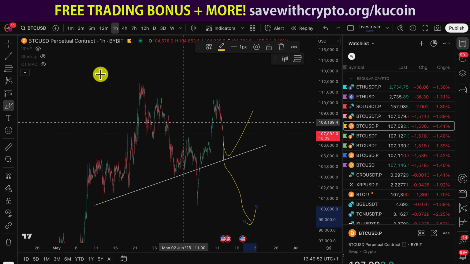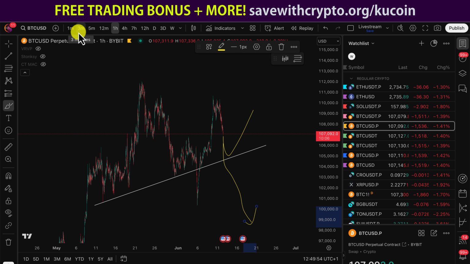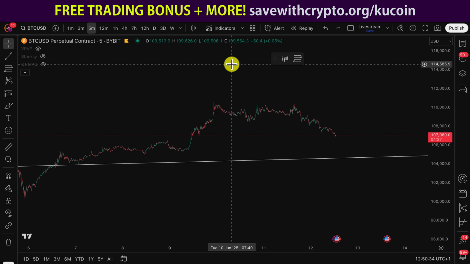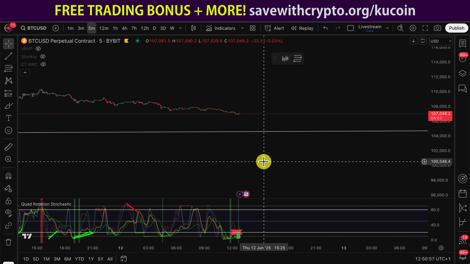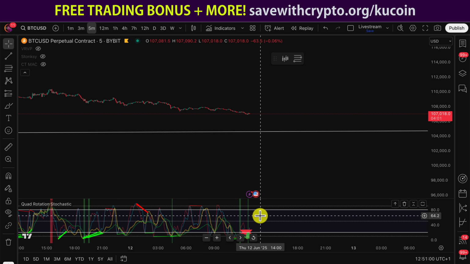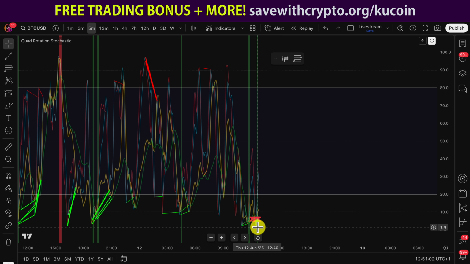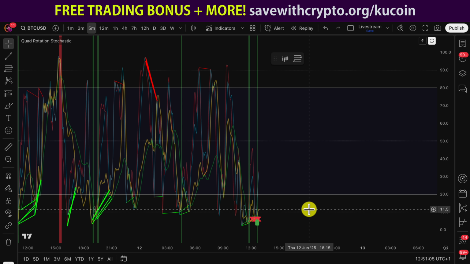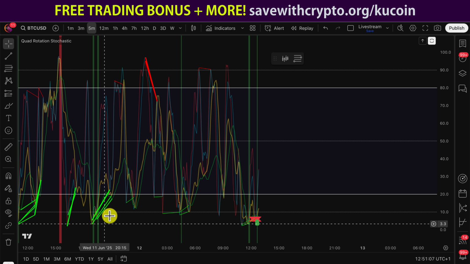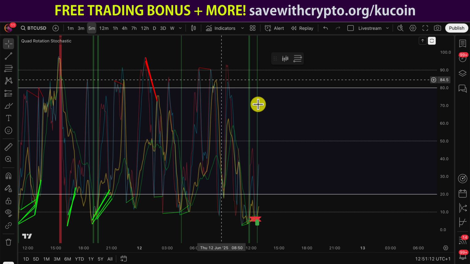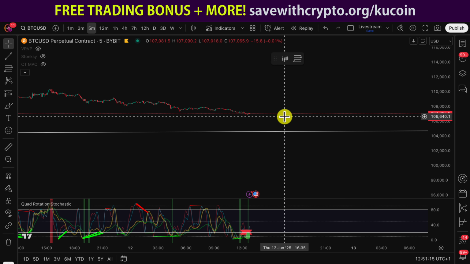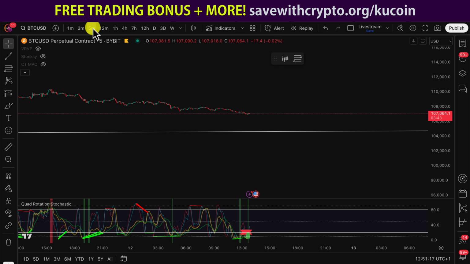So let's just have a look to see if there's any sign of a bounce, because I think there is, to be honest. Now, to detect bounces, I like to use my quad rotation stochastic indicator. So let's just pop that one on. And what I'm looking for in this circumstance is things like this green arrow and these red crosses, and then ultimately these lines of bullish divergence. Now this is the 5 minute. So there's obviously a little bit of that going on right now.